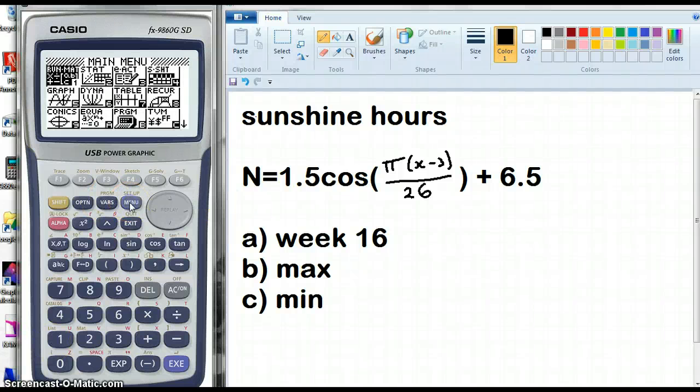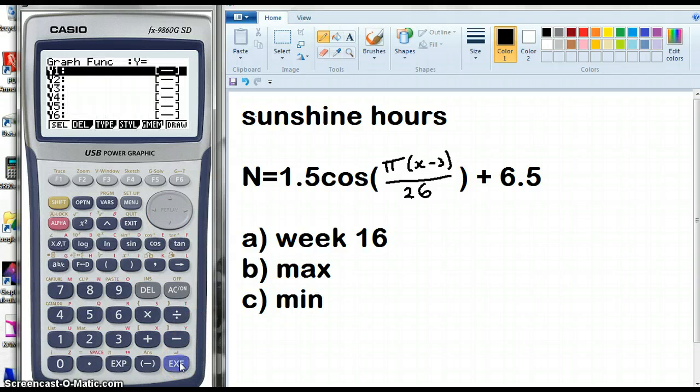So you go to menu and you need to go to graph, wherever that is on your calculator. Once you're in graph, you can enter the function 1.5 times cos bracket, and then we've got pi times x minus 3 in brackets, then we've got divide by 26, close that bracket, that's all inside the cos function, and then adding 6.5.